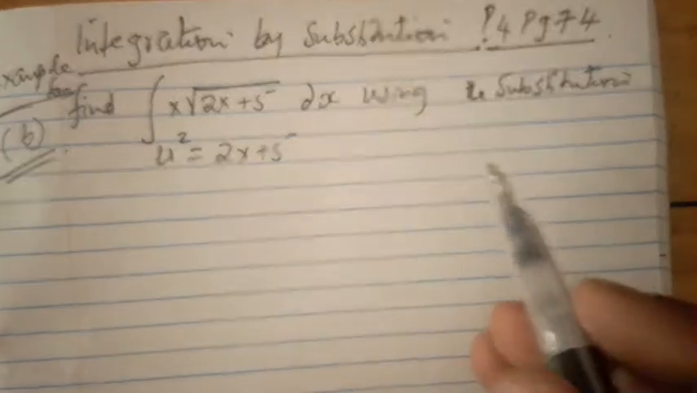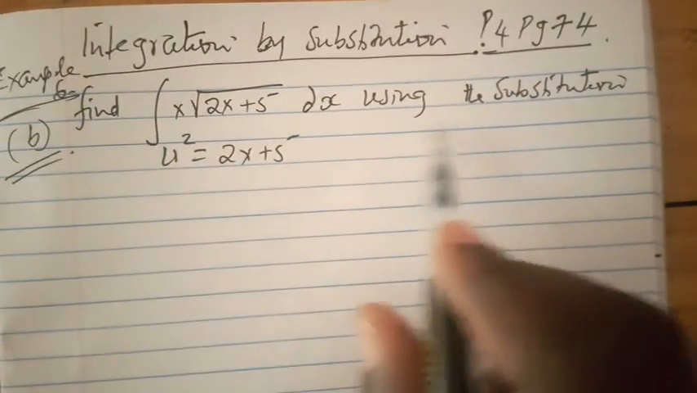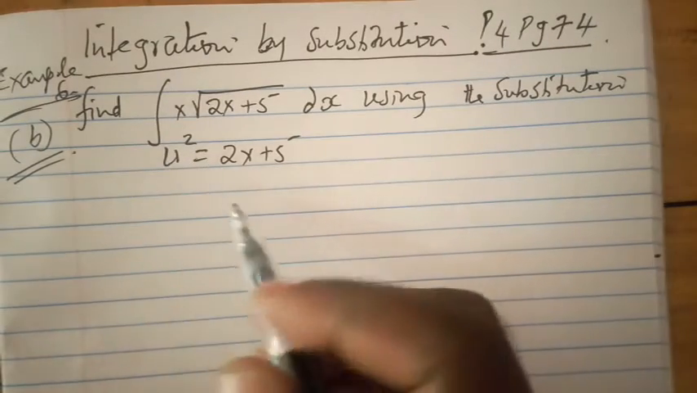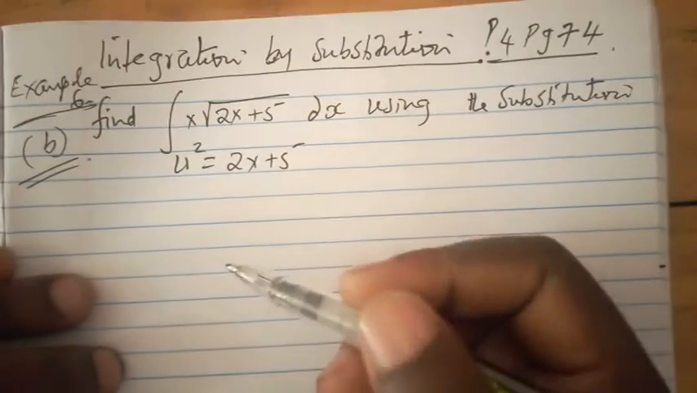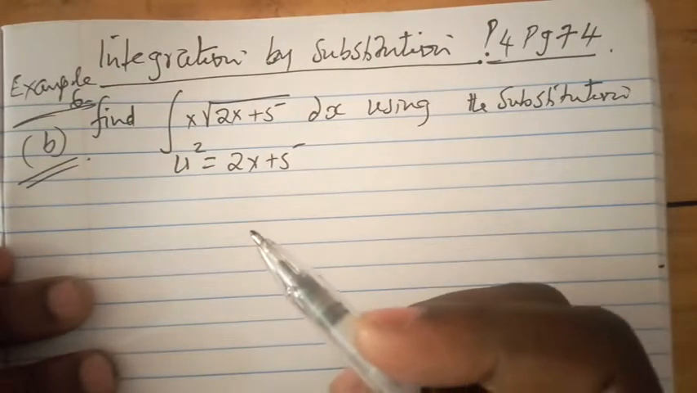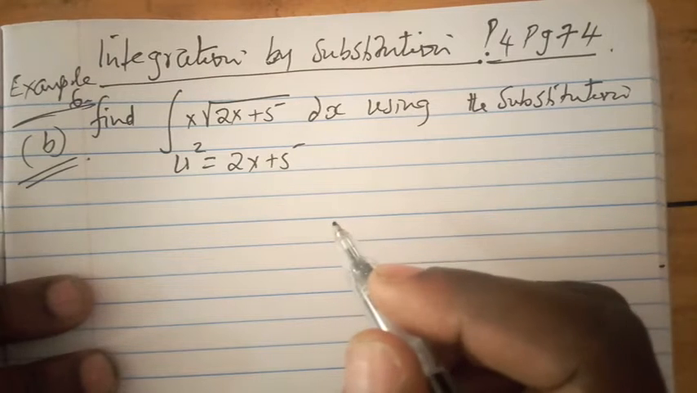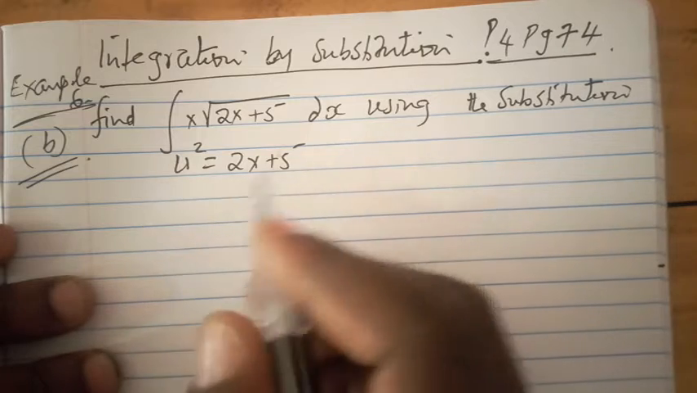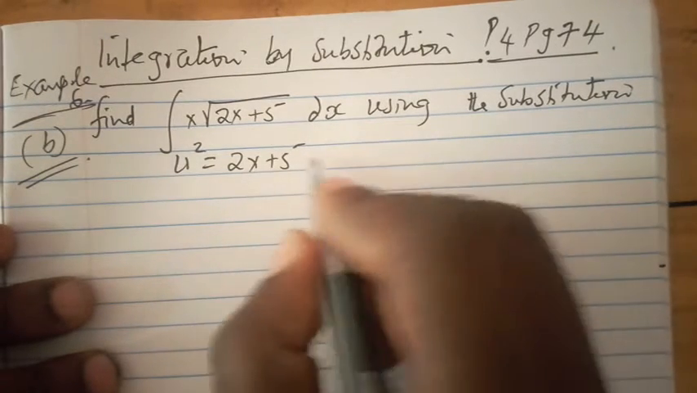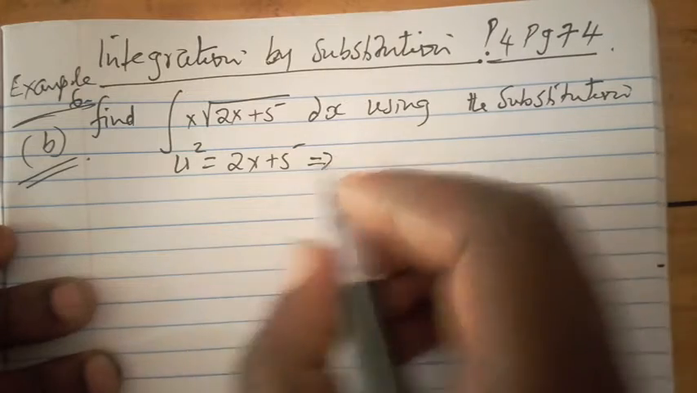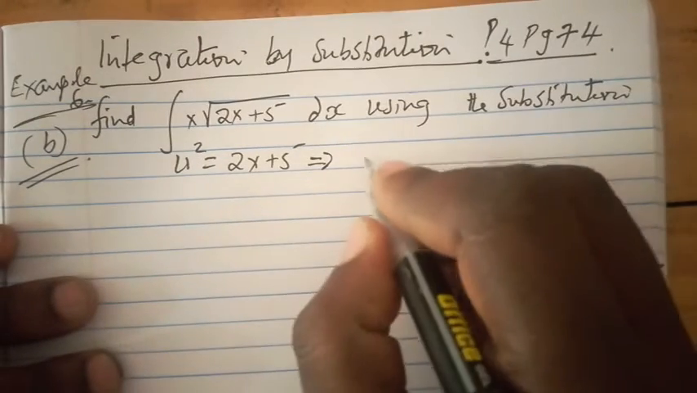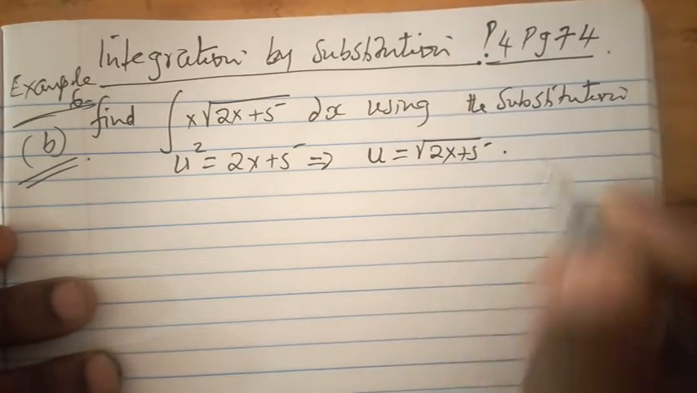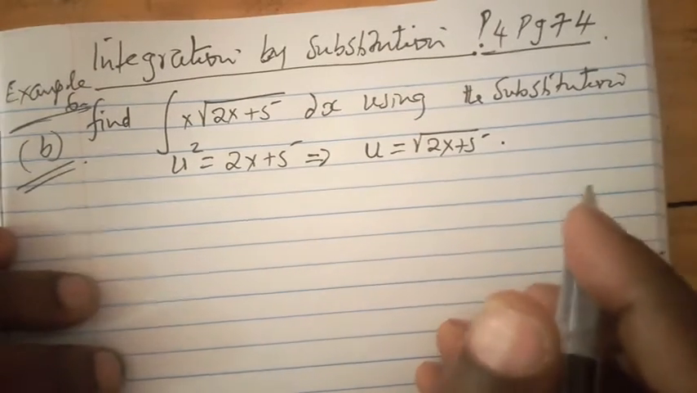of the same. We integrate this using the substitution u squared equals 2x plus 5. As you can see, this is the substitution that we are supposed to use. If you take the square root on both sides, you will agree with me that u is the root of 2x plus 5.